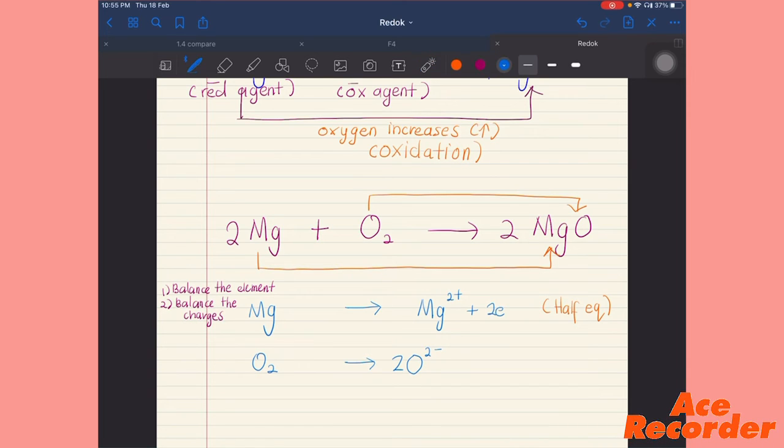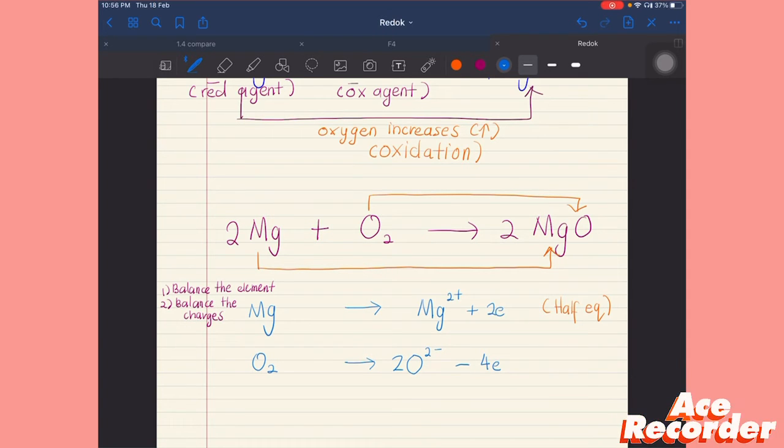Every time you see minus, just now plus, plus. 2, 2. But this one minus, so you also write minus here. You see 2, but because we have the coefficient there, you need 2 times the coefficient. So 2 times 2 equal to 4. So you write here 4 electron.